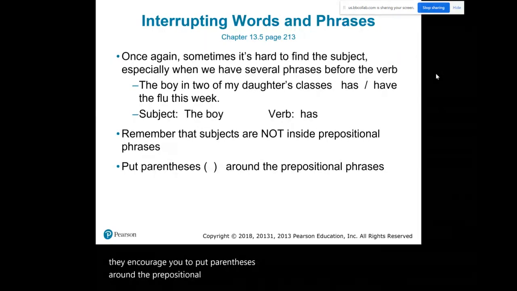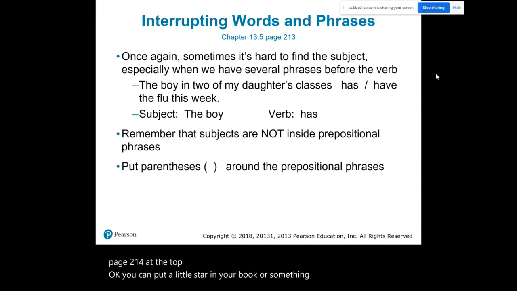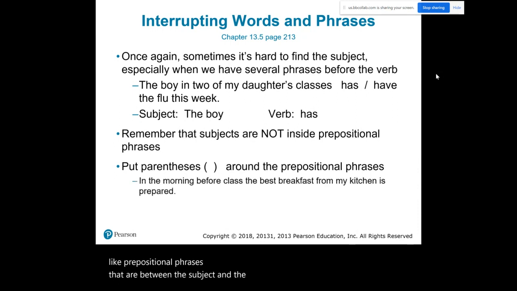So look with me on page 214. Page 214 at the top. Okay, you can put a little star in your book or something to help you remember this. Put parentheses around those extra words like prepositional phrases that are between the subject and the verb. So let's do one together on the screen here. Look at my sentence. It says, in the morning before class, the best breakfast from my kitchen is prepared.